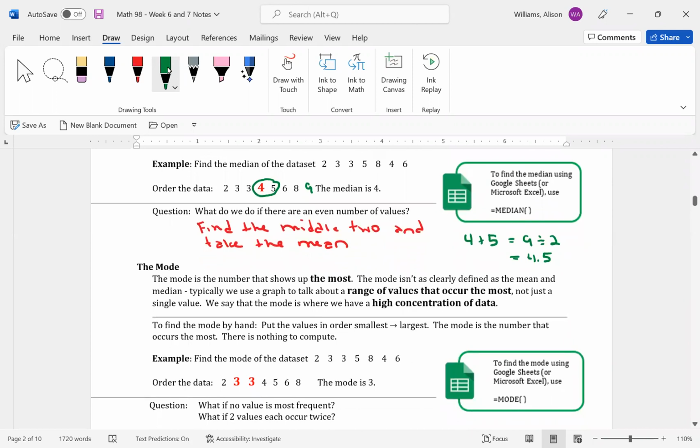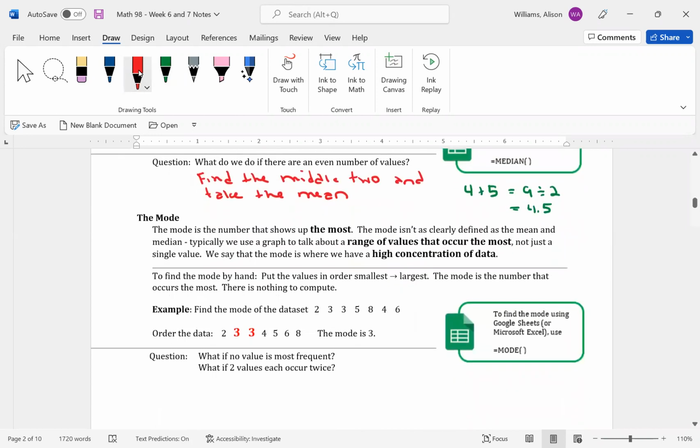And then that kind of begs the question, what happens if there is no value that is most frequent? And the answer is, then there is no mode. What if 2 values occur twice? Well, then they're both part of the mode. They call that bimodal, meaning there are 2 modes. All right. So it is possible to have more than one value, a tie of values.